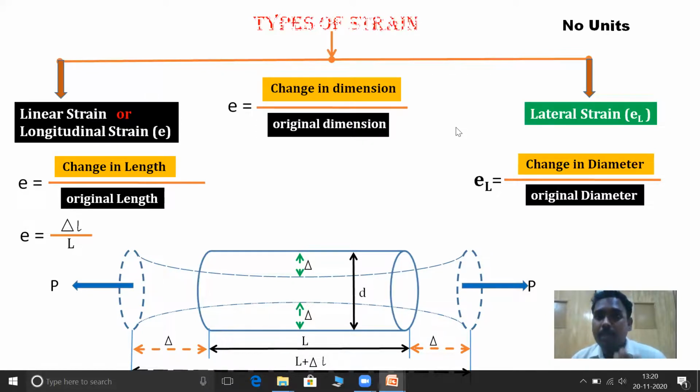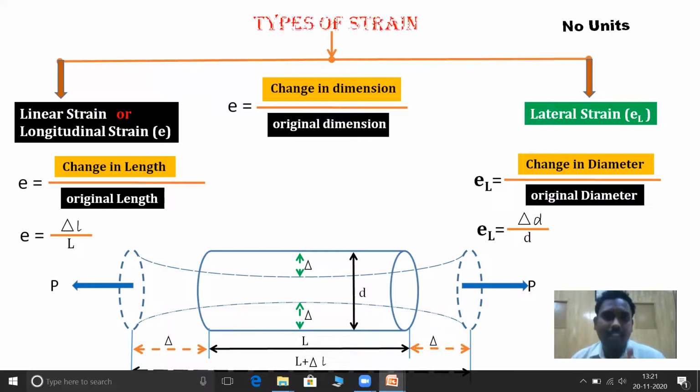Then the definition becomes, it's a ratio of change in diameter to original diameter. Then the formula becomes EL is equal to delta D by D, where delta D is the change in diameter and D is the original diameter. So this is the type of strain.